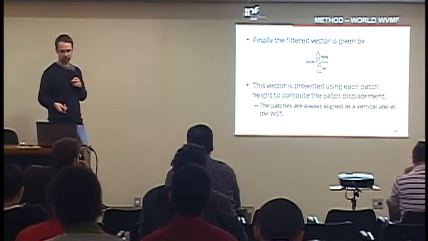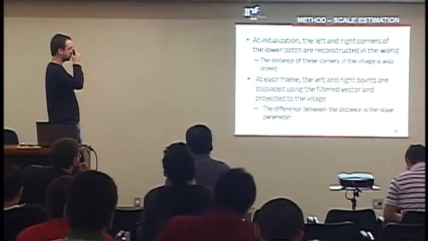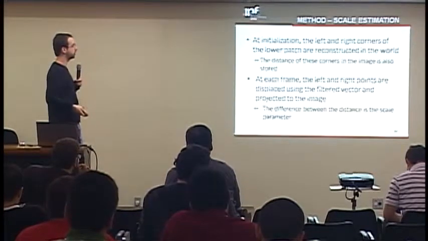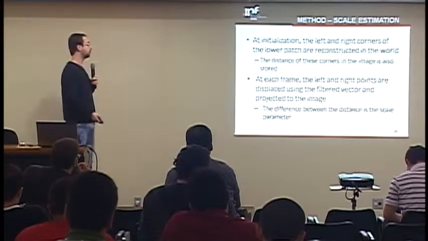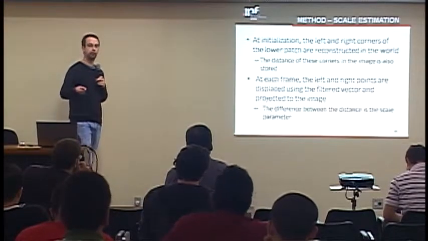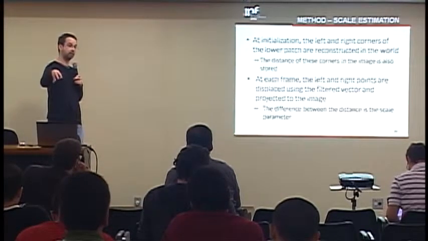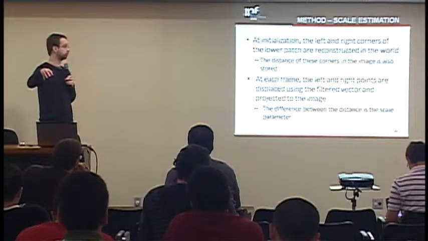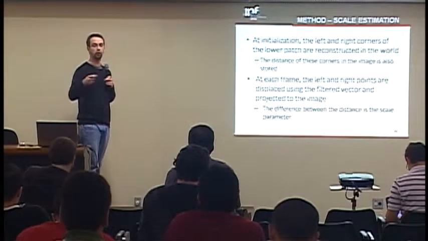It's pretty clear. So the last thing I'm going to talk about, on the method, is the scale estimation. It's a very simple technique. At initialization, we compute the left and right corners of the lower patch, the patch that is on the ground, and we extract the distance of these corners in the image. At each frame, we can reconstruct these points in the world using the homography again, displace them using the filter vector that I showed, and project back. Now we have the difference of this distance, and this difference is going to be the scale.